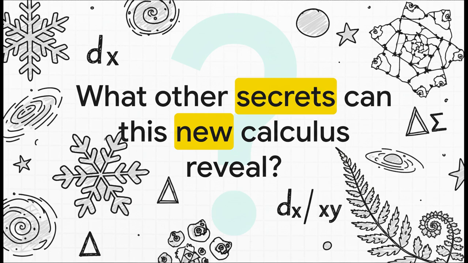You see, for centuries, we thought the book of nature was written in the language of standard calculus. But now we know that a lot of its chapters are actually written in the language of fractals. So as we get better and better at reading it, what other secrets of our universe is this new calculus going to unlock?